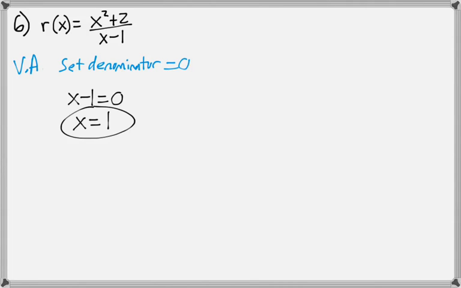So this will be my vertical asymptote. Again, you don't need to put this, but for your own information, this is a vertical line. That's going to be a boundary in the function.